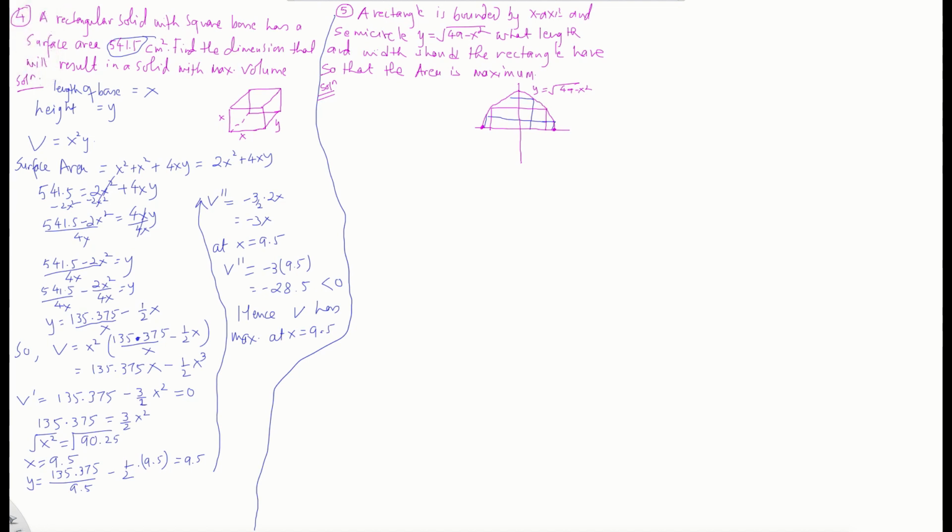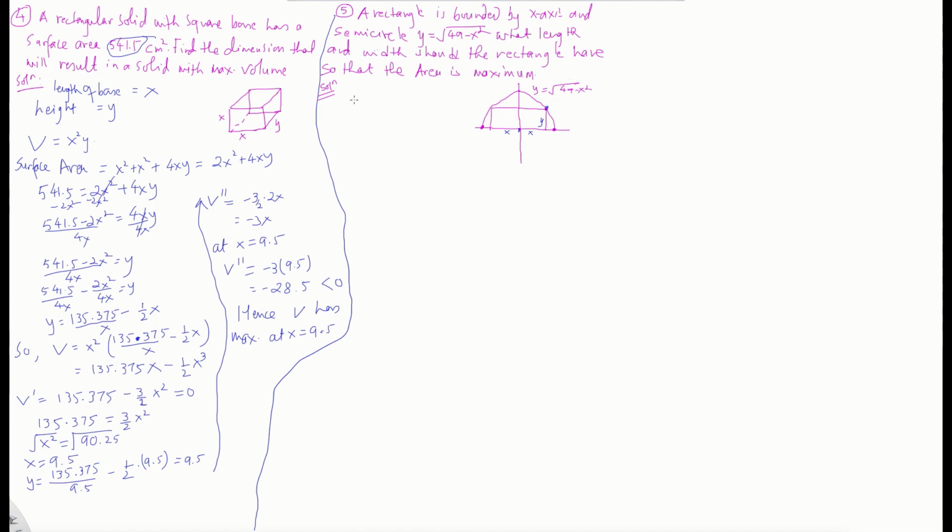Okay, since you want to find the dimensions of the rectangle, meaning length and width, let us suppose that, since this is the origin, this is x and this is x and then this is y. So this point is (x, y), right? So y is that value, so you will replace y by that value.